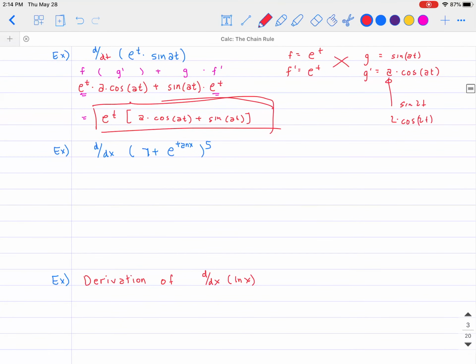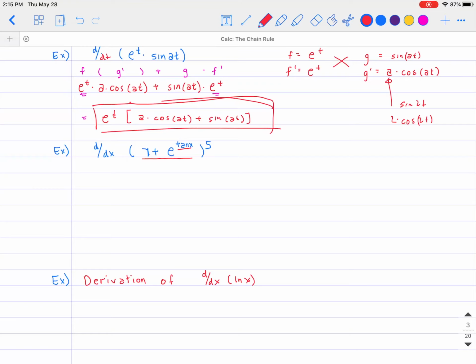Okay. Now going to the problem that we did earlier, or the one that I set up but didn't solve earlier. Here I want to take the derivative of 7 plus e to the tangent of x, raised to the 5th power. Now, to help you see why this one is a little bit more difficult, I'm going to go ahead and underline my inner functions. The first inner function I'm seeing is 7 plus e to the tangent of x. And the second inner function that I'm seeing is tangent of x inside the e.